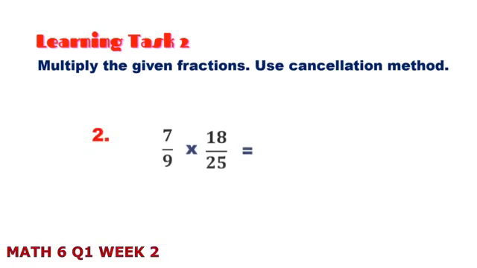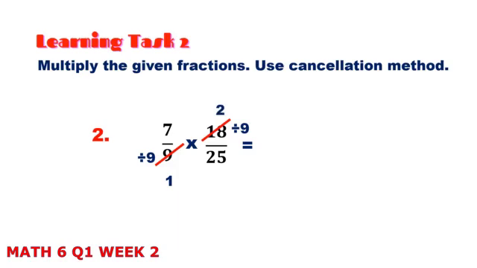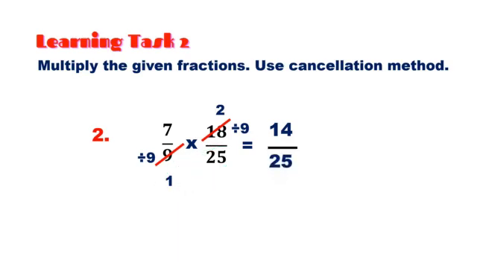Number 2. 7/9 times 18/25 equals, so the common factor of 9 and 18 is 9. So 9 divided by 9 equals 1 and 18 divided by 9 equals 2. Then multiply 7 times 2 equals 14. 1 times 25 equals 25.